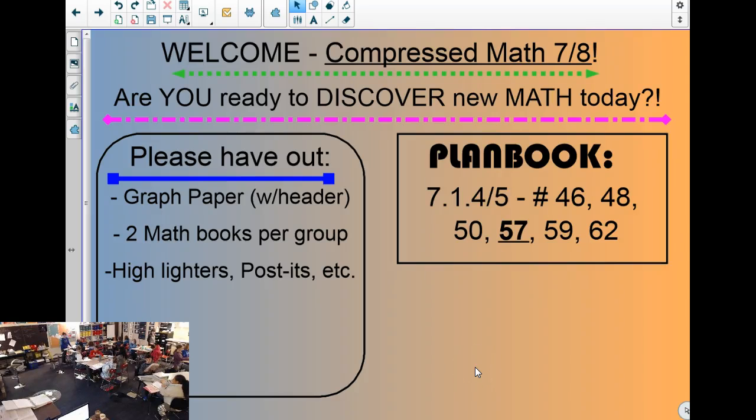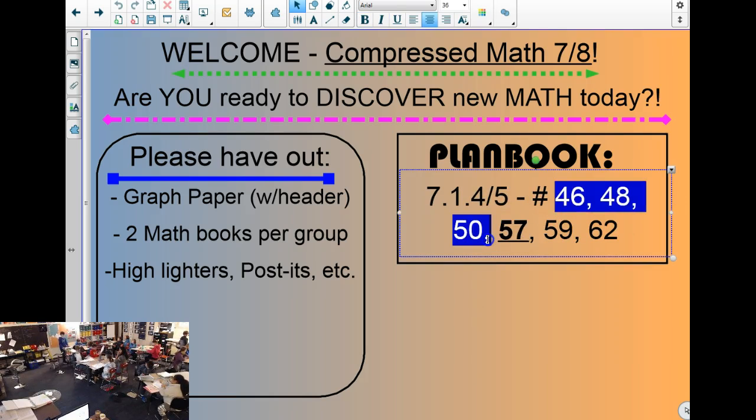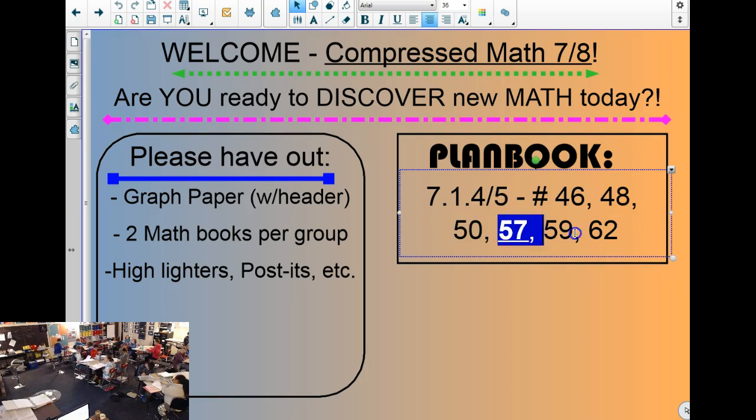Here's the goal of today. If possible, we'd love to get through two different lessons. Now, these first three homework problems come from 7.14, and then these come from 7.15.